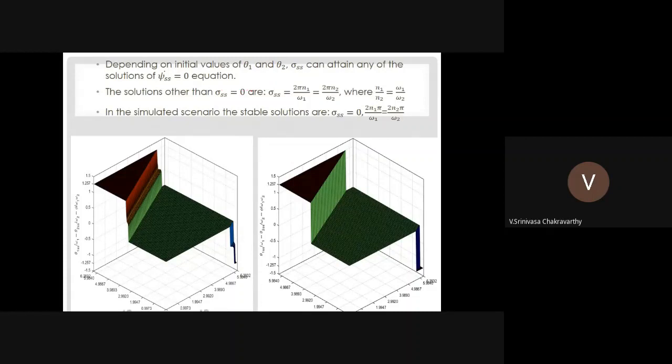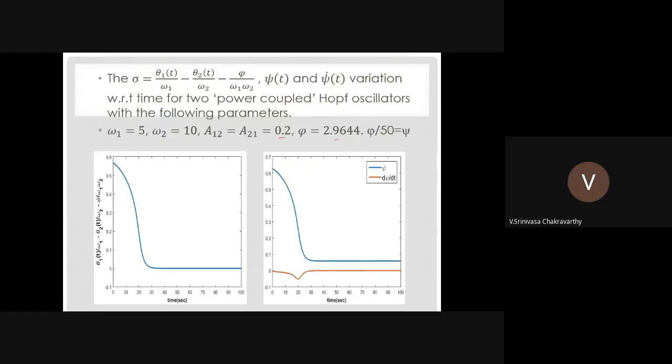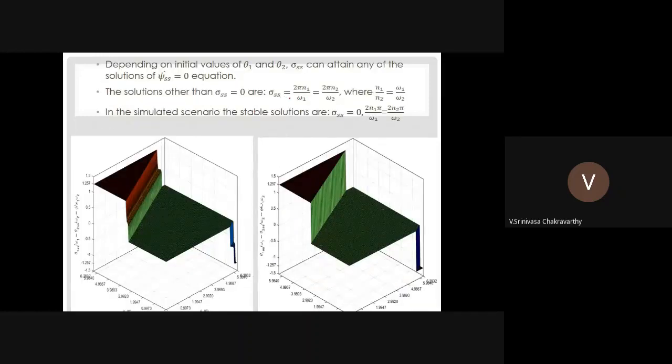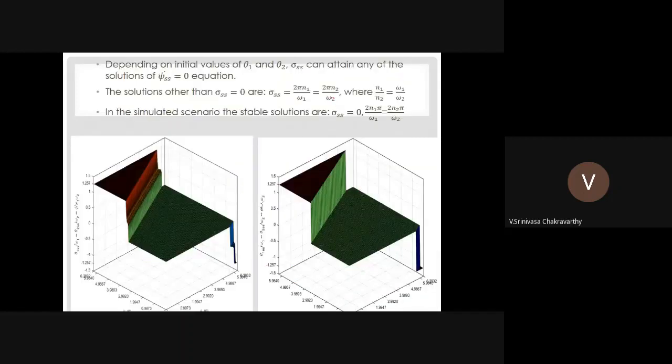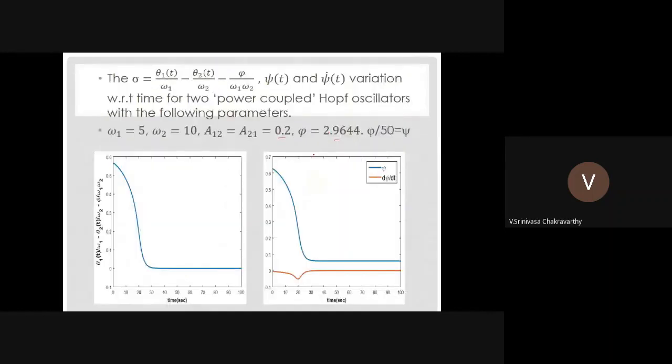That is a stable state. But even when you take other quantities, like when sigma SS is 2 pi n1 by omega 1 or 2 pi n2 by omega 2, these two should be the same. If that is the case, then what happens is, if sigma is 2 pi n1 by omega 1, you plug this in here. This is 2 pi n1 by omega 1. So when omega 1 gets cancelled, we have 2 pi n1, where n1 is an integer.